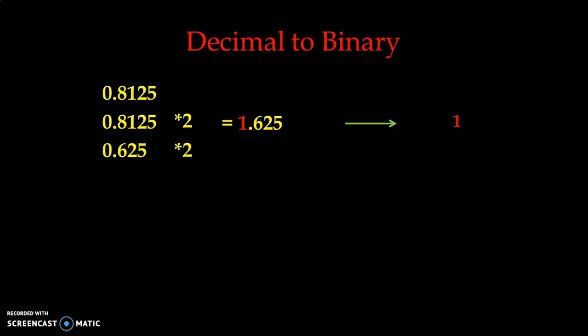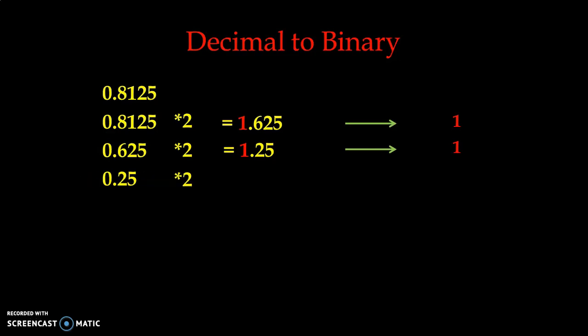So again we are multiplying with 2. The answer is 1.25. From the produce again we take the integer value apart. So 1 is the integer value. The integer value will be either 0 or 1, right? So from 1.25 we are taking 1 apart, and the fractional value, that is 0.25, we are taking again back for repeated multiplication with 2.